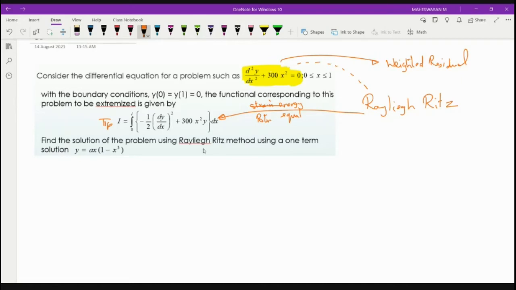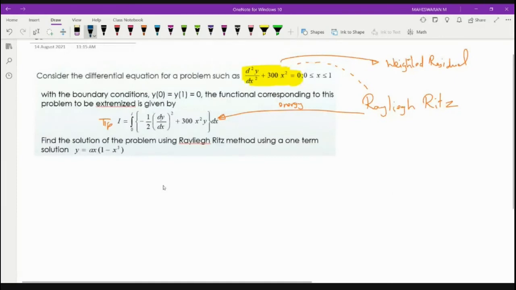Don't get confused. If I remove that, you can solve in any method, either Rayleigh's method or the weighted residual method. So it won't affect. For the weighted residual method, you need this equation, and this is not required. For Rayleigh's method, this is required and that is not required. So it is a common question which is asked for both cases. So that's the importance of this particular problem. Sometimes they will ask us weighted residual also.